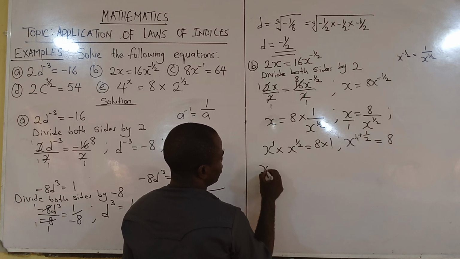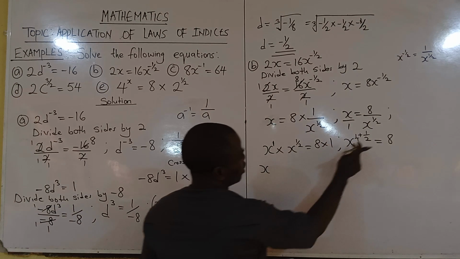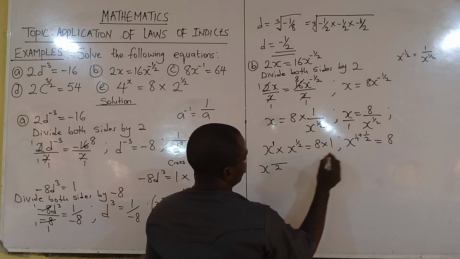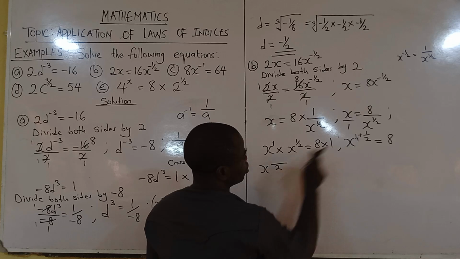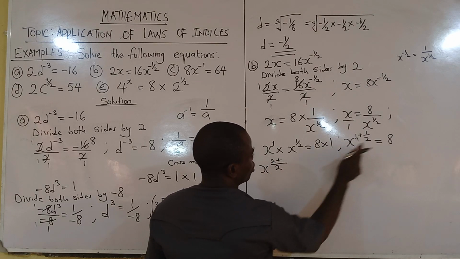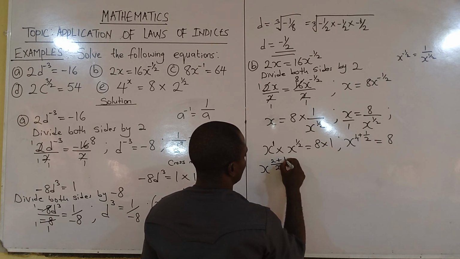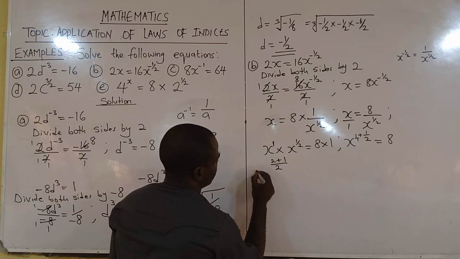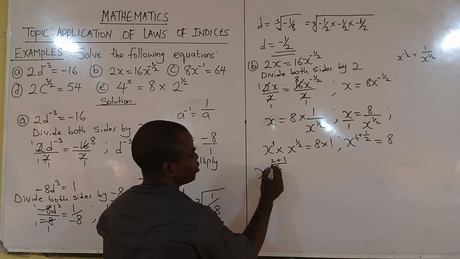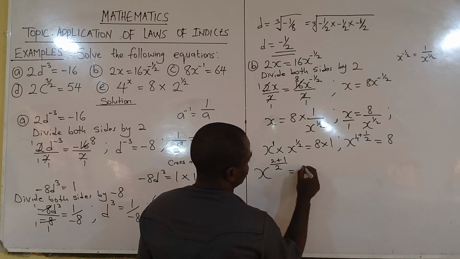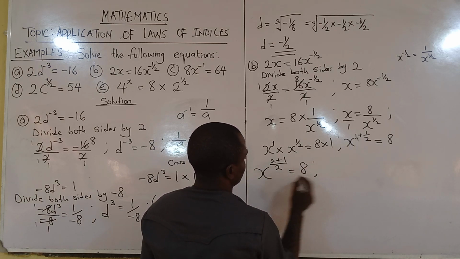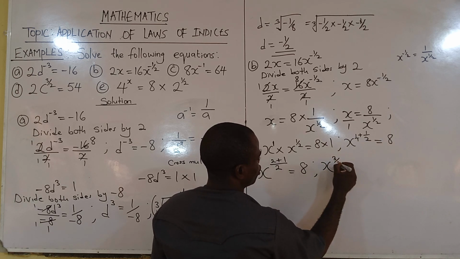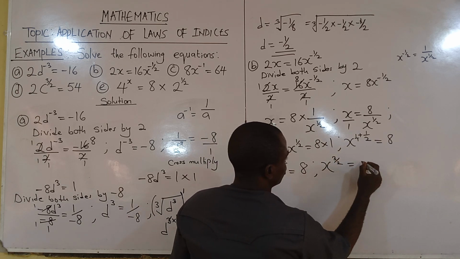Let's find the LCM. x raised to the power LCM of 1 and 2 is 2. 1 goes in 2, 2 times 1 is 2. 2 goes in 2, 1 times 1 is 1. Let's write this one as big X. This one is the power, equals 8, which is x raised to the power 2 plus 1, that's 3 over 2 equals 8.